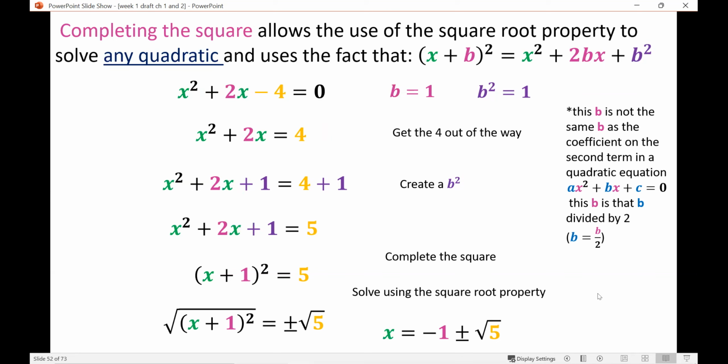So that's completing the square. If you want to pause here and really look at what we did, go ahead and do that now. Okay.